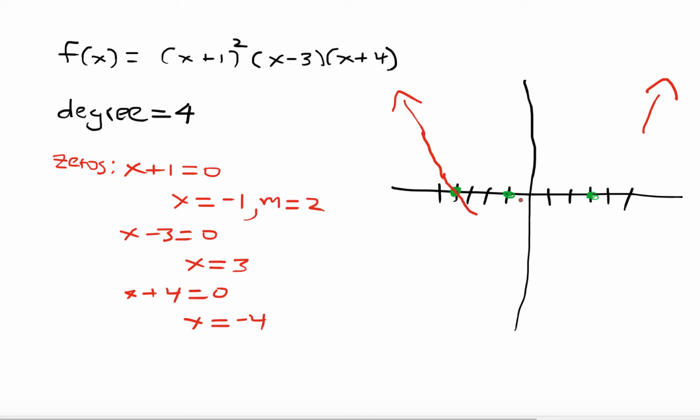Okay. Now here we know that we have to turn around, right? That's called a turning point. Okay, so we're going to turn around and approach the next x-intercept here. But what's going to happen at negative 1? Are we going to touch it and then bounce back, or are we going to go through it? Remember, that's determined by the multiplicity. At negative 1, the multiplicity is even. So that means here we're going to touch the x-axis at negative 1 and then bounce back.